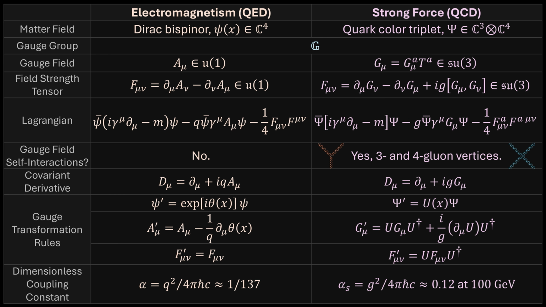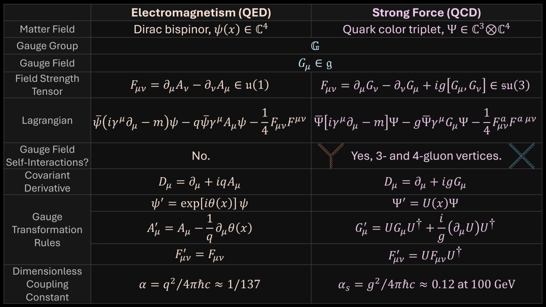Now for electromagnetism, the gauge field is the photon field, whose components are real valued, that is, they live in the Lie algebra of U1. And for the strong force, the gauge field is SU3 matrix valued. So in both cases, we have a gauge field which is a 4-vector field whose components live in the Lie algebra of the gauge group. We call that little g.